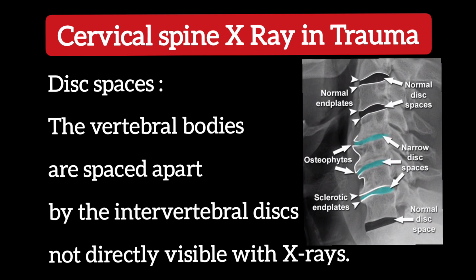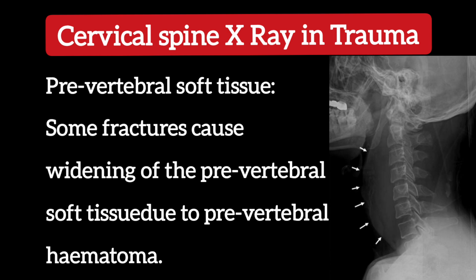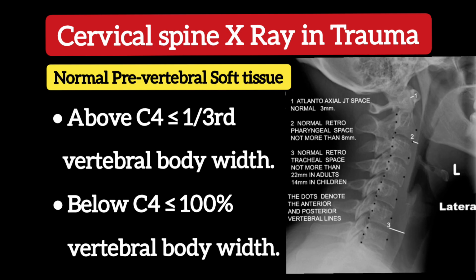Disc spaces. The vertebral bodies are spaced apart by the intervertebral discs, not directly visible with X-rays. These spaces should be approximately equal in height. Prevertebral soft tissue. Some fractures cause widening of the prevertebral soft tissue due to prevertebral hematoma. Normal prevertebral soft tissue is narrow down to C4 and wider below. Above C4 is less than or equal to 1/3 vertebral body width. Below C4 is less than or equal to 100% vertebral body width.